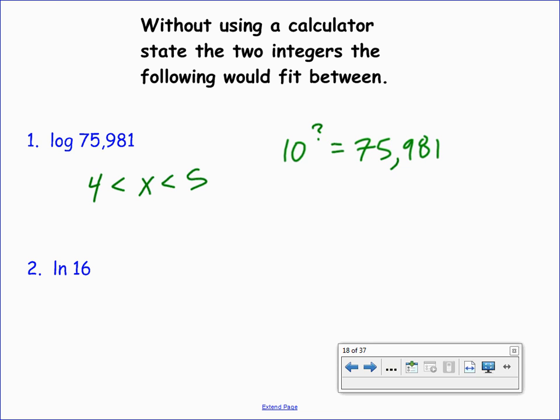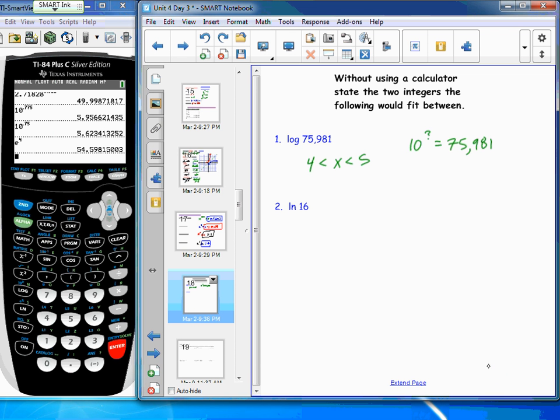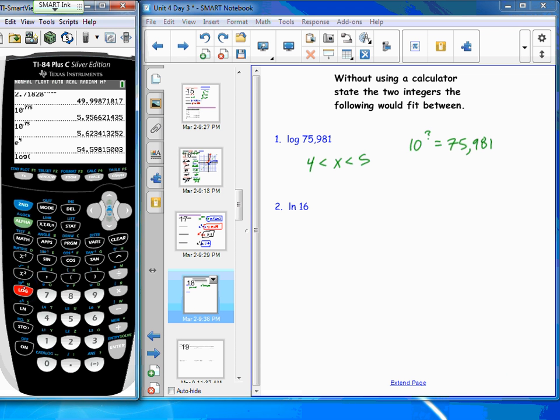Let's see. I'm dying to see if we're right. So let's go ahead and do common log. That's right on a calculator. Common log of 75,981. Survey says, ding, ding, ding, ding, we were correct. So that is between 4 and 5.